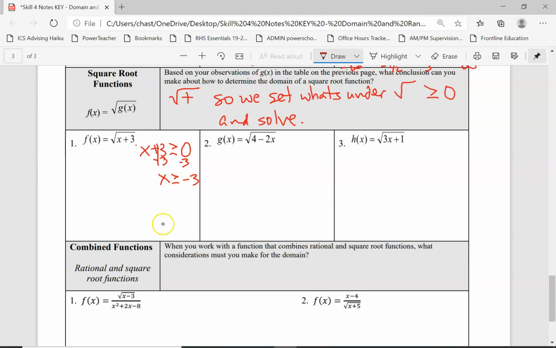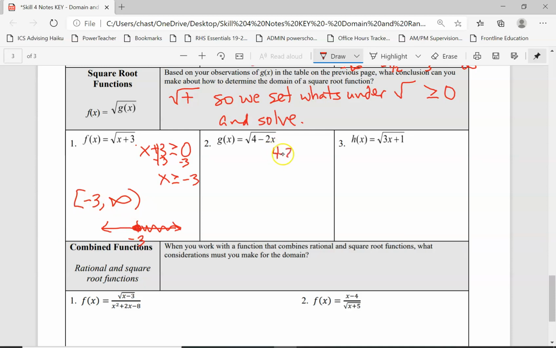When you think of what that looks like on the number line, if you have your number line, you would be graphing negative 3 with a closed-in circle and shading to the right. So the domain would be negative 3 to infinity. Notice this time we have the bracket because we can include negative 3.